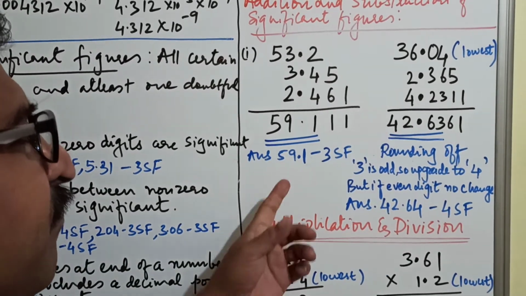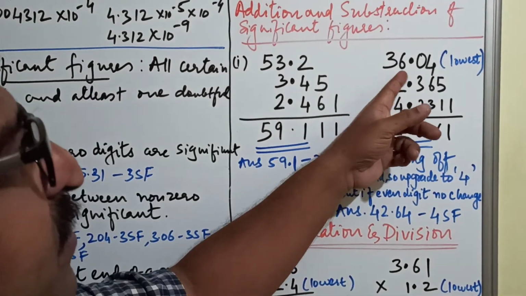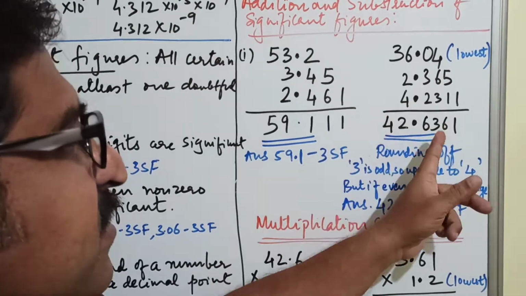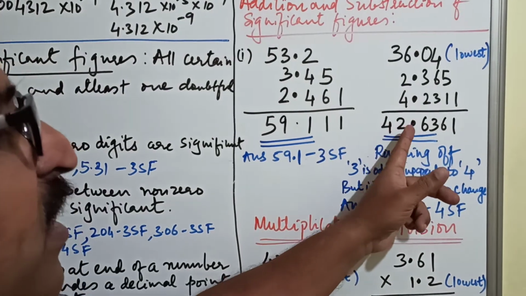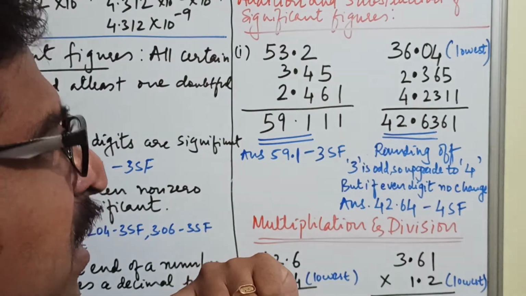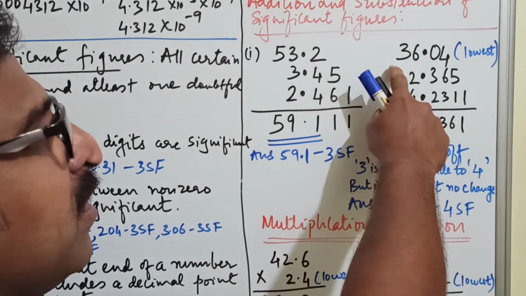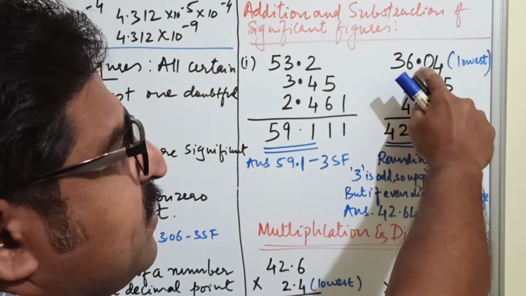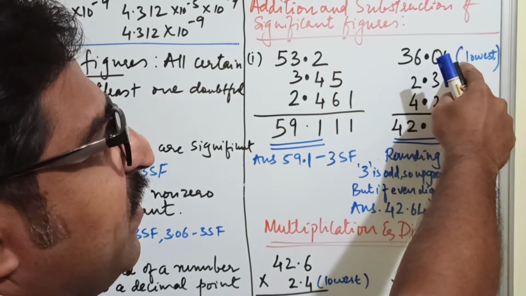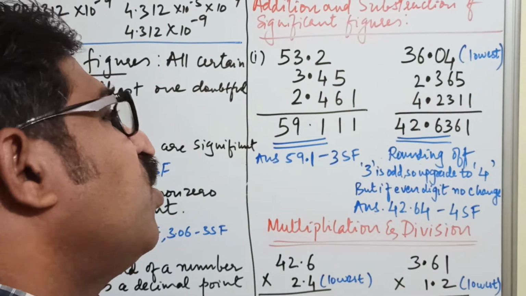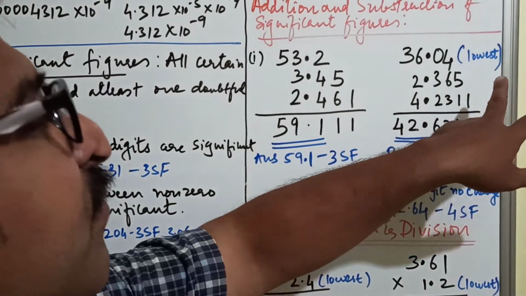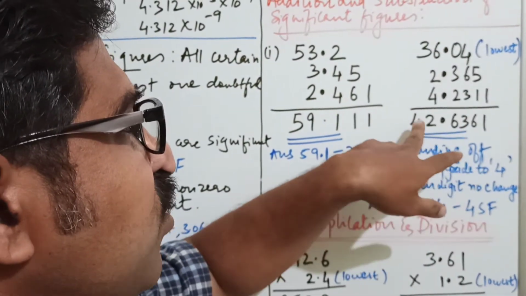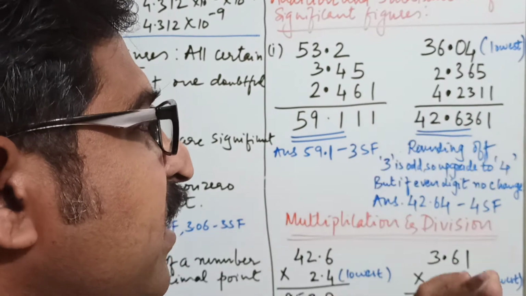Clear? When you go to the next, 36.04, 2.365, 4.2311, you just add these using simple addition. You will get 42.6361. Now, the lowest precise number out of these is 36.04, because it has 4 significant figures. So we will consider 4 significant figures in this answer. So it will be 42.63.